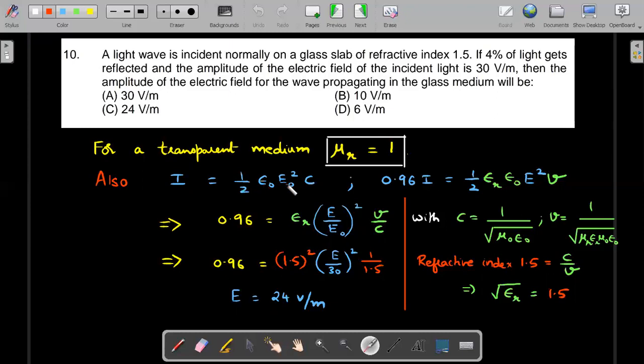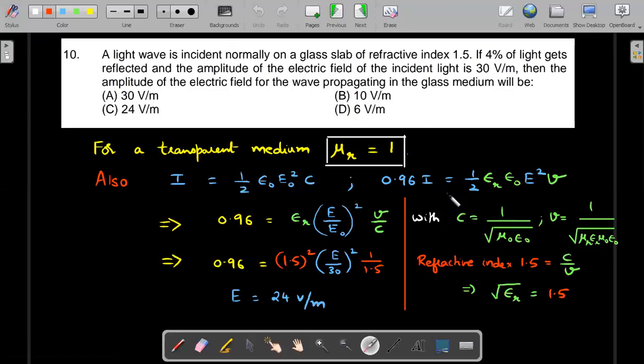Okay, this is called amplitude, and you can remove this half and write this as E RMS square if you want to write in form of RMS. And same thing, if I write this is the incident one, let's say, then the refracted one, he said, is 4% lost, right? So I mean reflected, so refracted would be 0.96 I, and in the medium epsilon naught will become dielectric constant times epsilon naught. So I'm writing epsilon r, relative permittivity, and E square, and C will become V. So there are two changes that I have made.